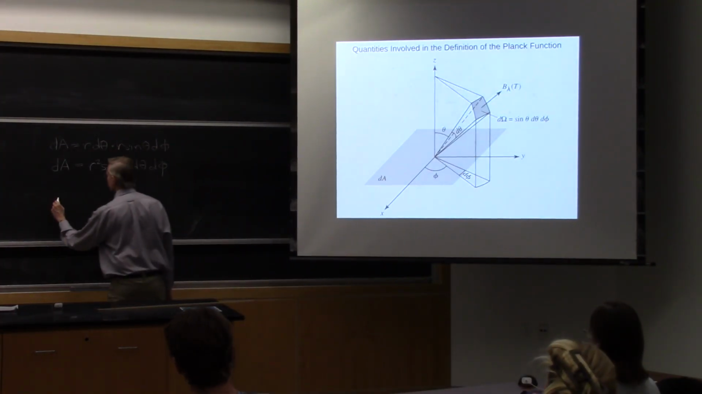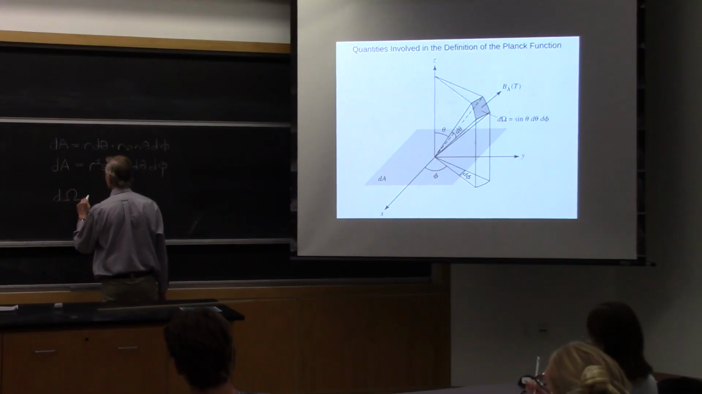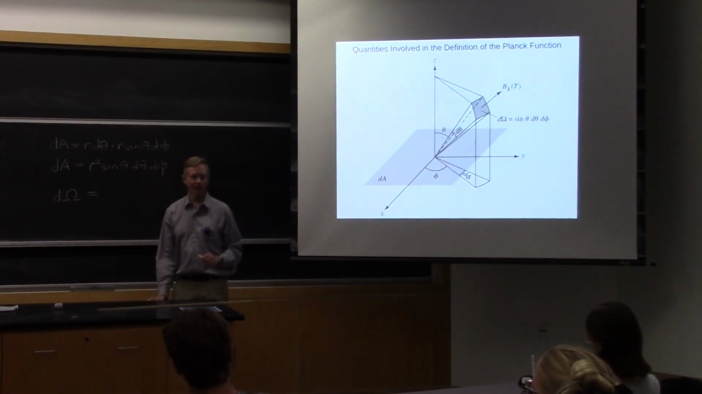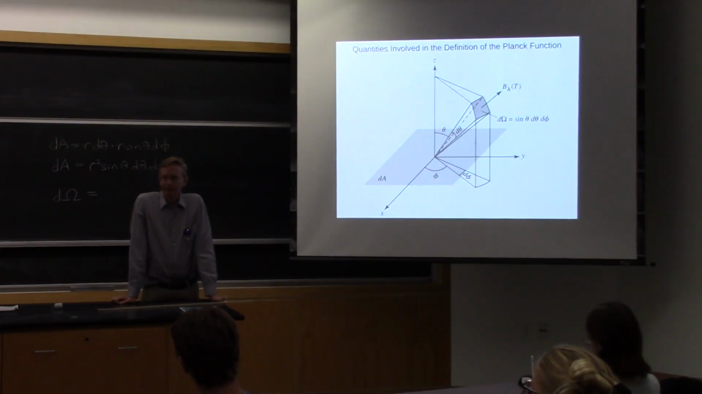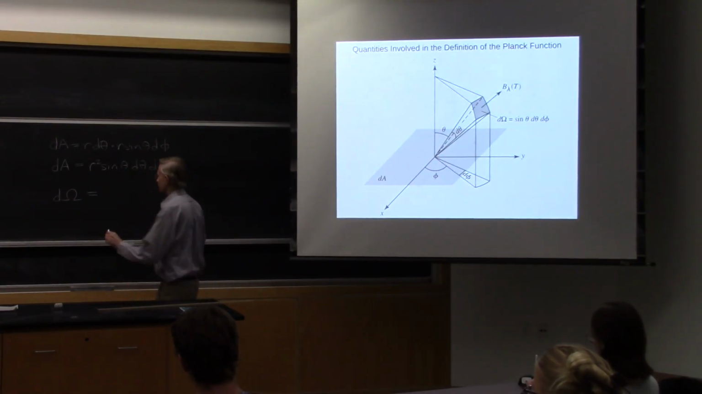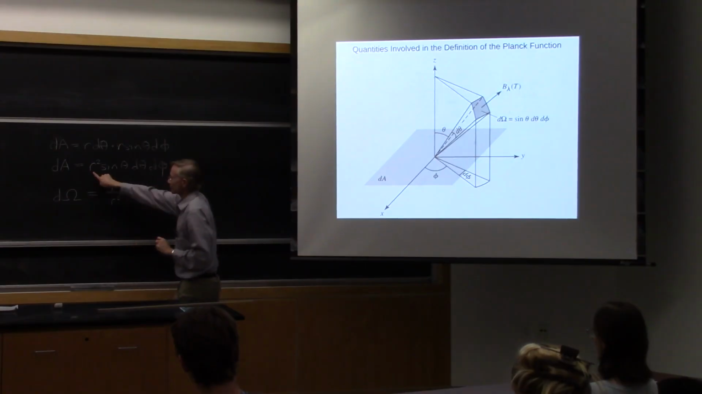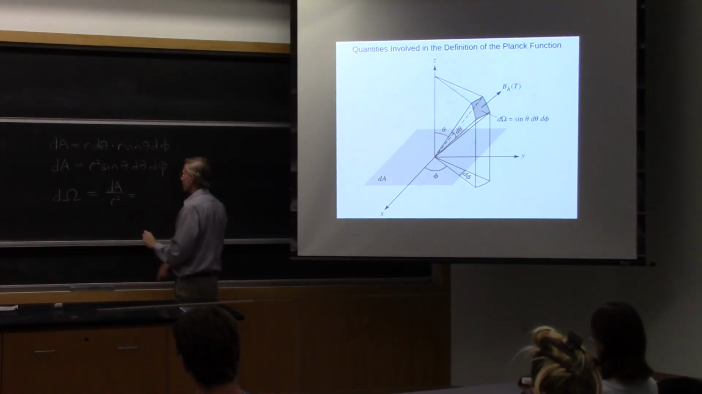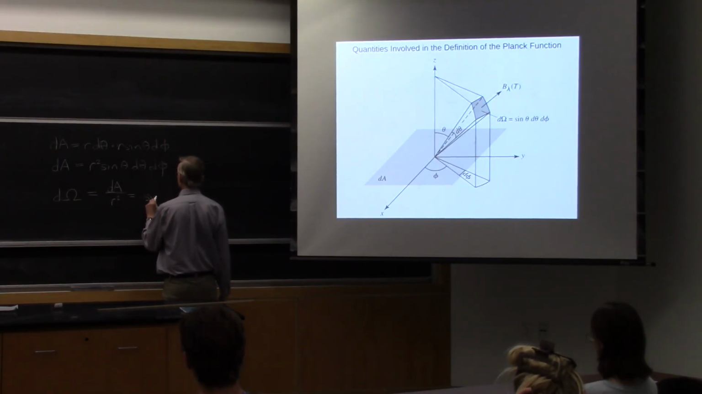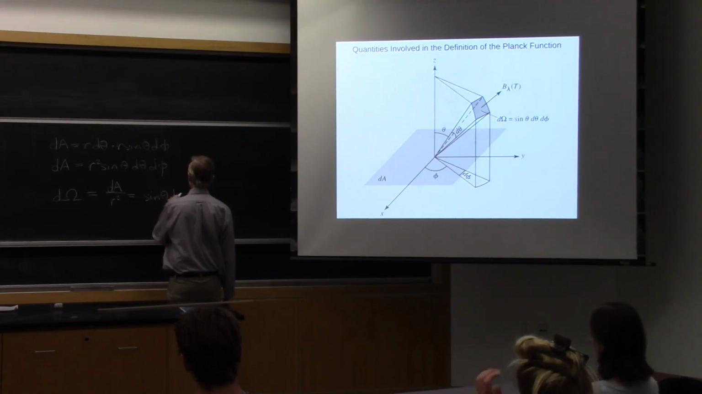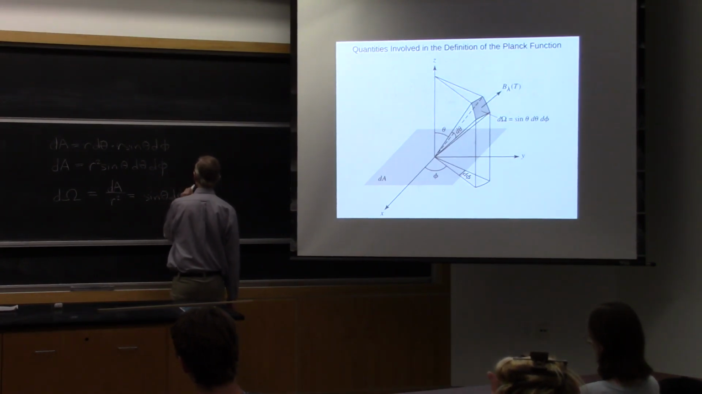Well, what is the relationship between area on the surface and the radius of the sphere? Yeah, dA over r squared. d omega is dA over r squared, so it's going to cancel that r squared right there. d omega is sine theta d theta d phi.